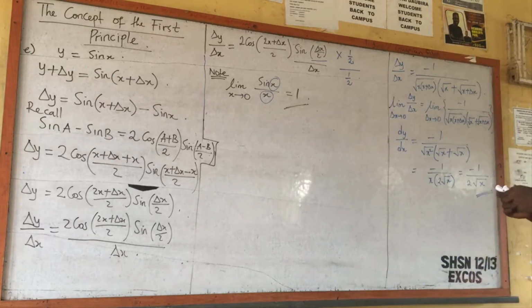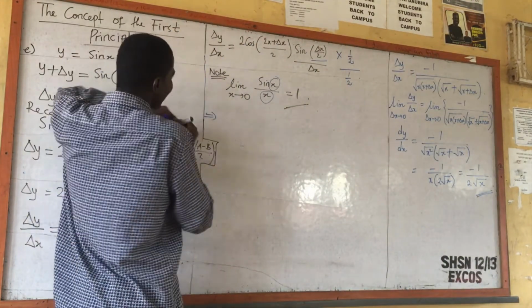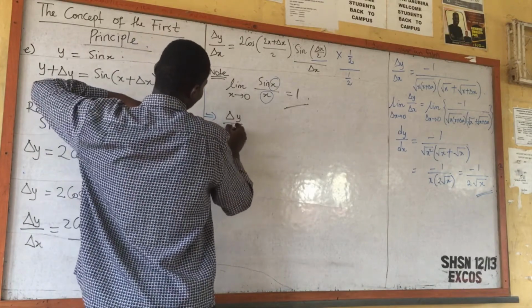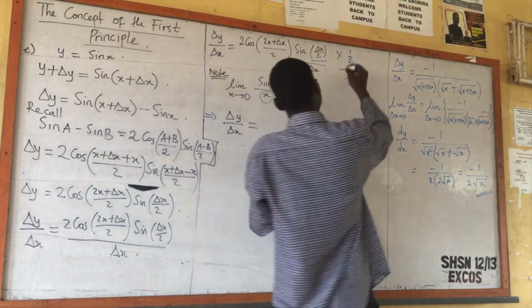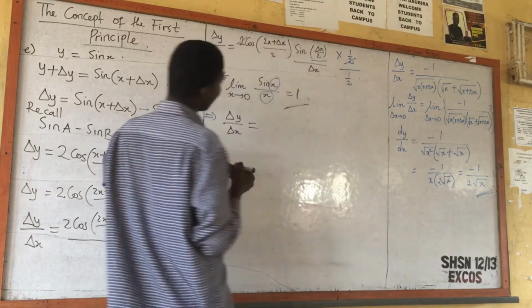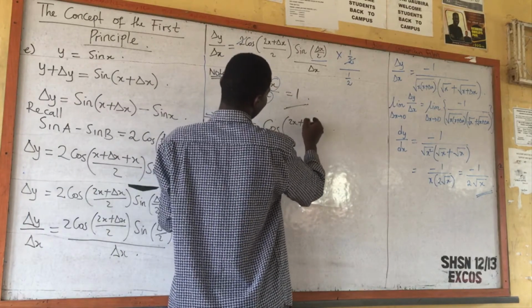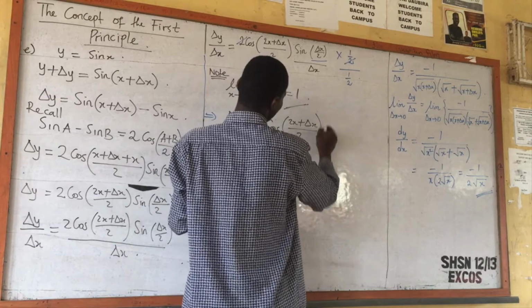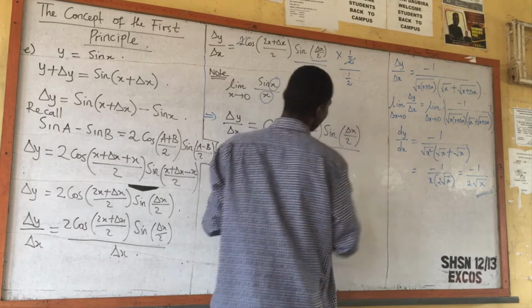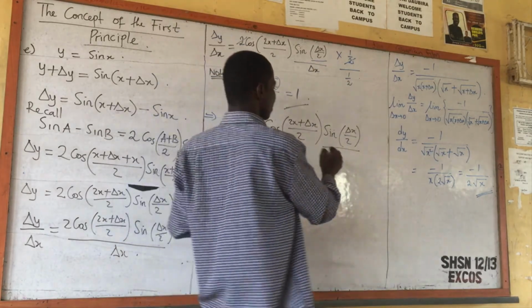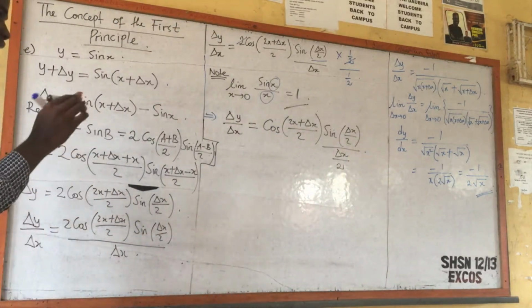By the time I do that, I'm going to have delta y over delta s equal to this: the 1 over 2 I multiply at the numerator will cancel the 2 there, so that I will be left with cos of (2s plus delta s) over 2 times sine of delta s over 2, everything over delta s times 1 over 2, which is exactly delta s over 2. So now I can take limits.